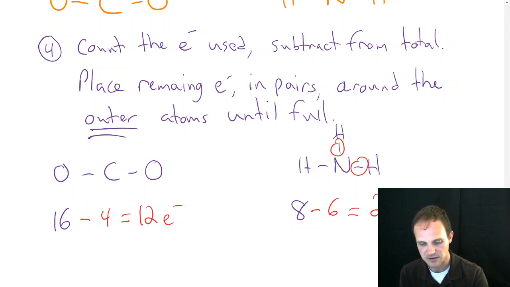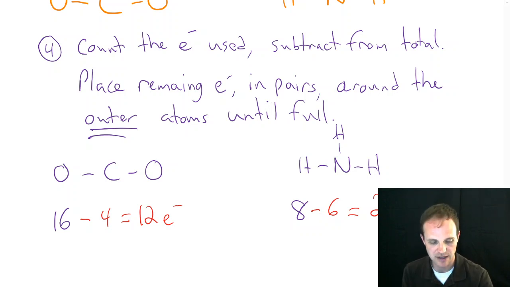And then what I'm going to do is I'm going to put those electrons around my outer atoms until those outer atoms are full. So I've got 12 electrons. I'm going to start over here by putting a pair.